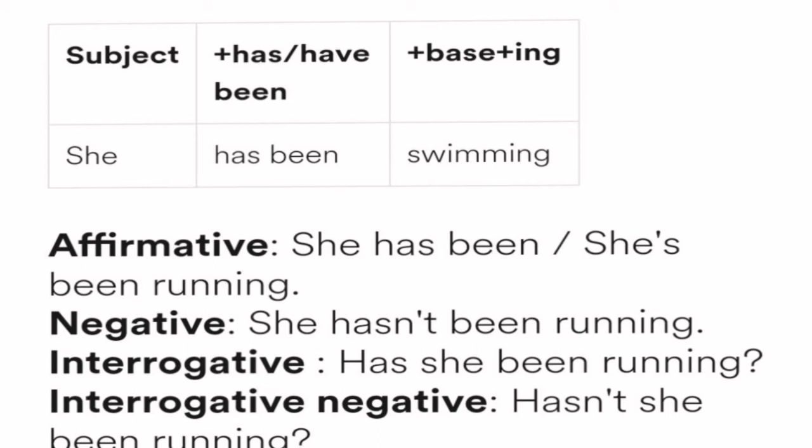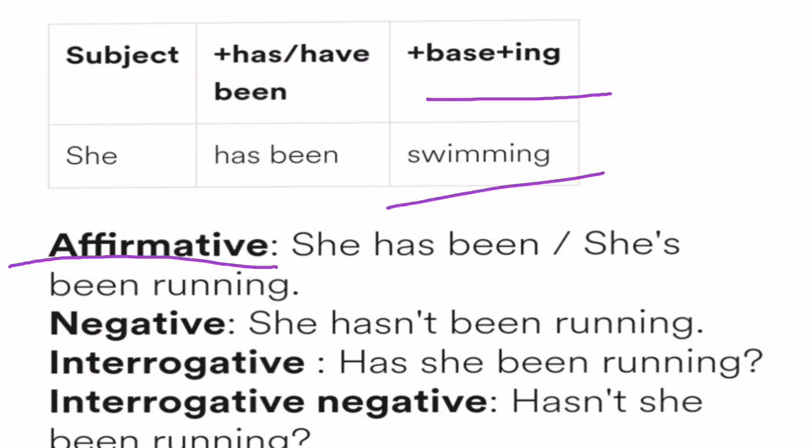Forming the present perfect progressive. The present perfect progressive is made up of two elements: the present perfect of the verb to be, have been or has been, and the present participle of the main verb, base plus verb ing. Like subject she plus has or have been. We know we use has as singular and have as plural. Has been plus verb ing, swimming.